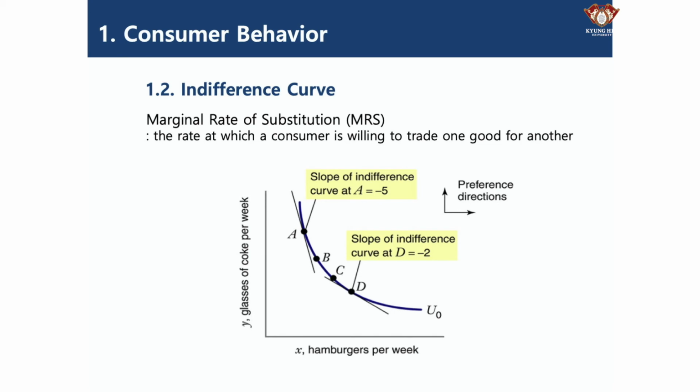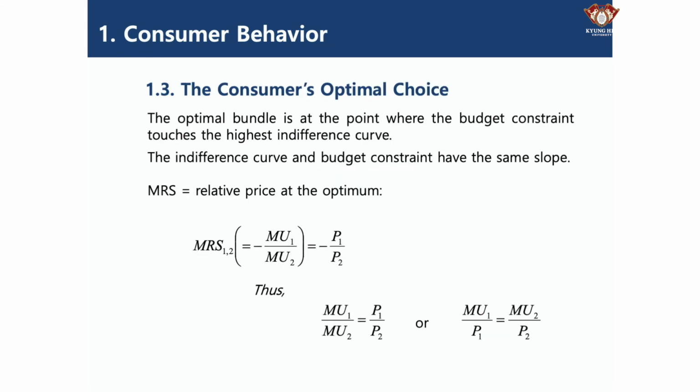The consumer thinks one more consumption of good 1, C1, is equivalent to 5 less consumption of good 2. That is the meaning of minus 5. Here the slope is 2, so one hamburger is equivalent to 2 Cokes. I'd like to explain this using a graph.